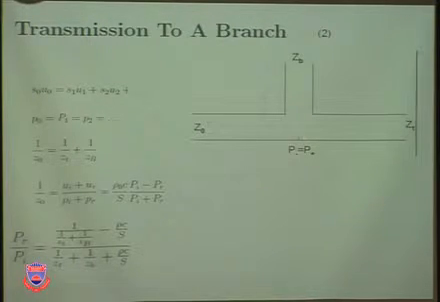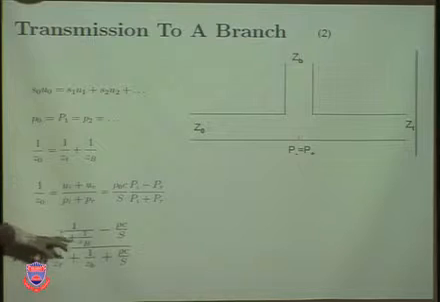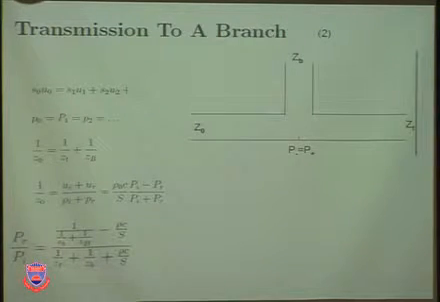These are expressions for reflection coefficients in terms of the branch impedances. It's the same, actually. This is capital, but it's the same B.